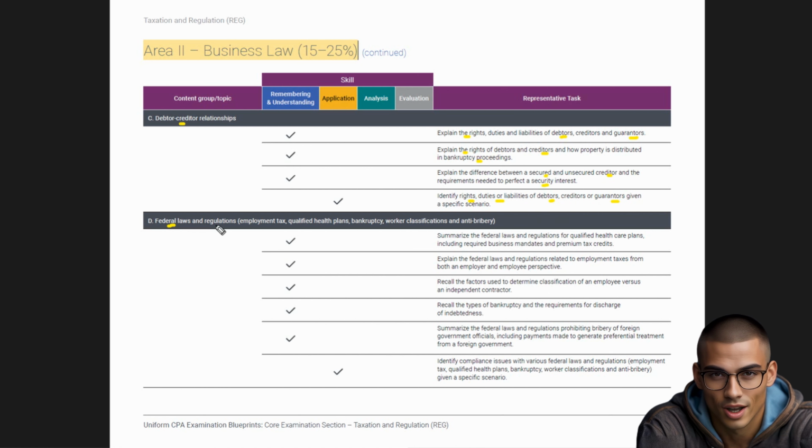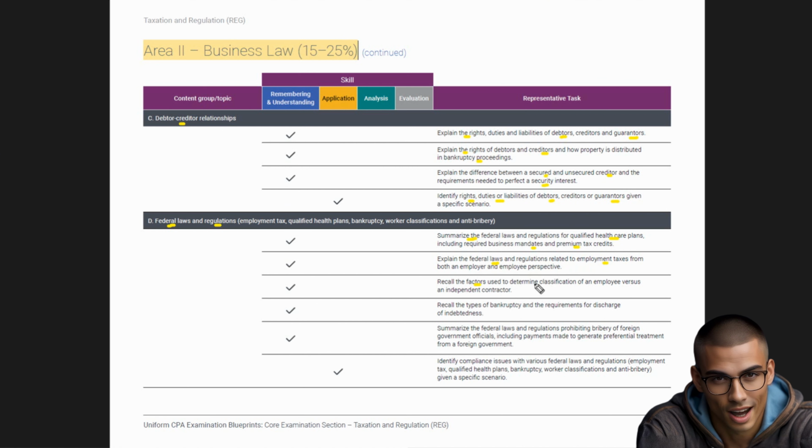Next, we have federal laws and regulations, where you'll need to summarize the federal laws and regulations for qualified healthcare plans, including required business mandates and premium tax credits. You'll need to explain federal laws and regulations related to employment taxes.